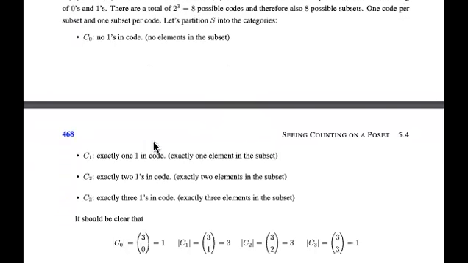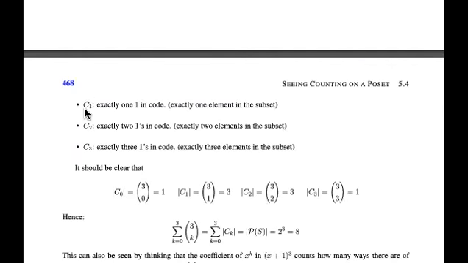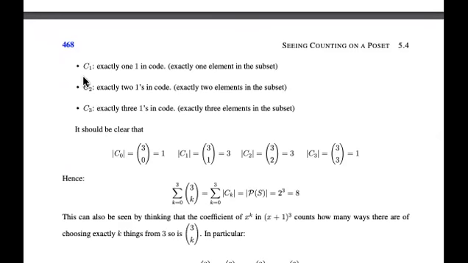Basically, C0, this category just has the empty set in it. We're just kind of dividing up the power set, or the subsets of a set, so the different elements of a power set. So C0, let's suppose that's just the empty set. C1, let's suppose that's all the subsets that just have one element in them. C2, subsets that just have two elements. C3, the ones that just have three.